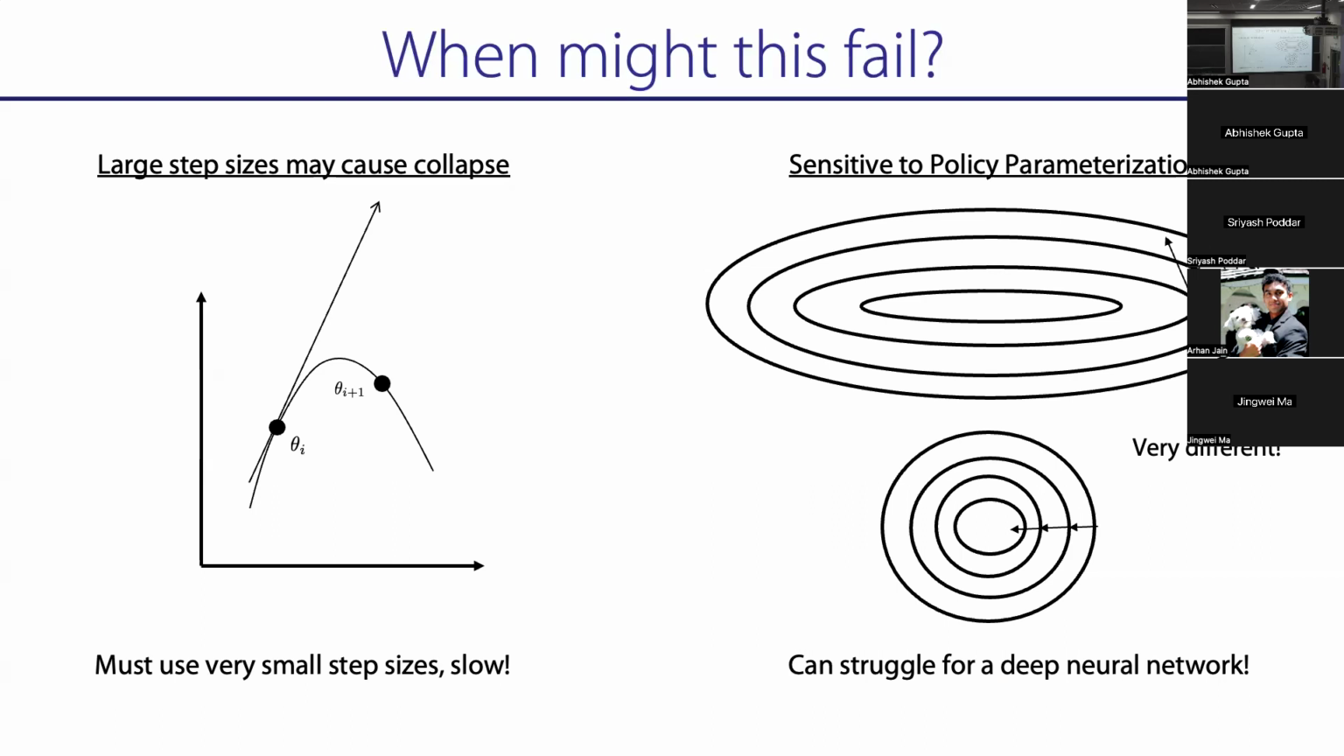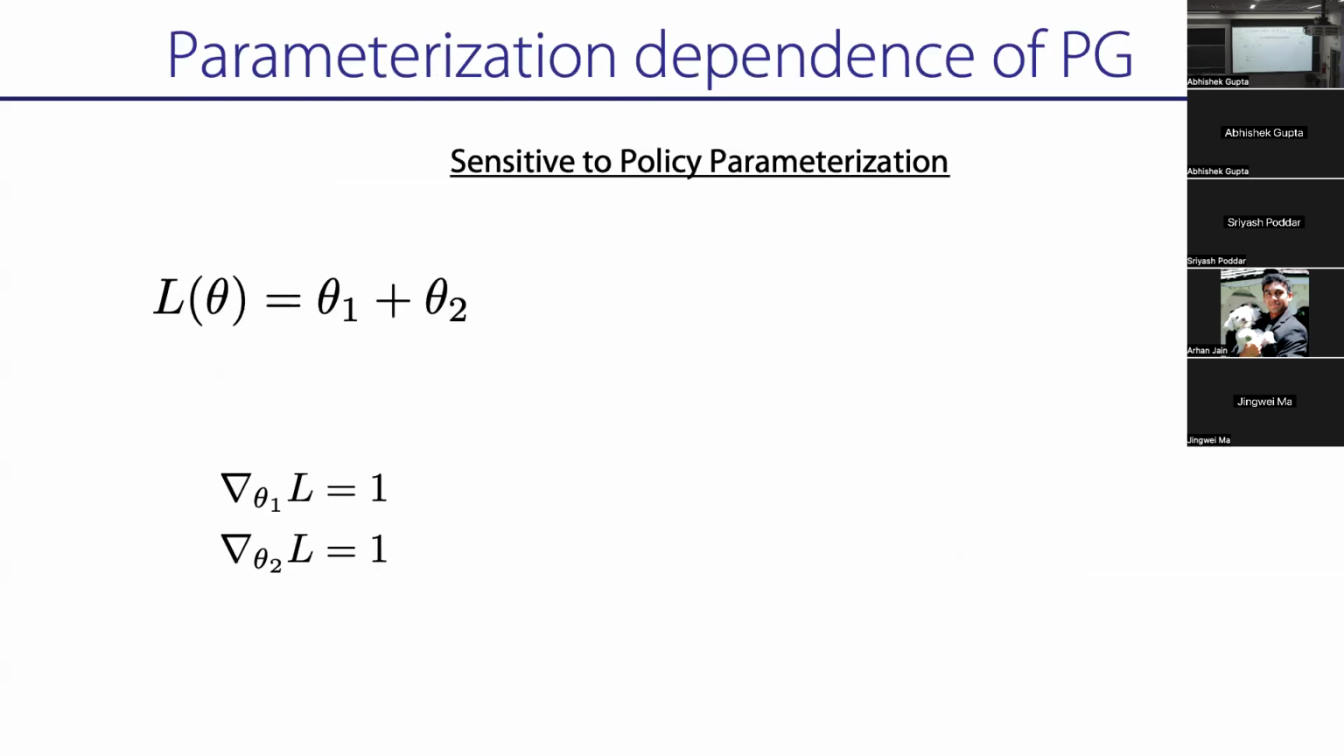So let's look at an example of what I mean by this. Let's consider a simple loss function: your loss function is theta1 plus theta2, and your parameters are theta1 and theta2. If I take the gradient of this, the gradient is going to be 1 with respect to theta1 and 1 with respect to theta2. And so what that means is I'm going to step theta1 by alpha times 1 and step theta2 by alpha times 1.